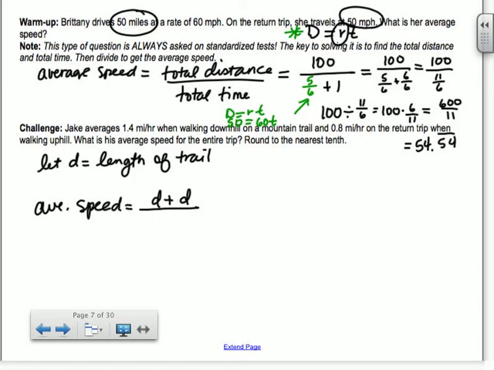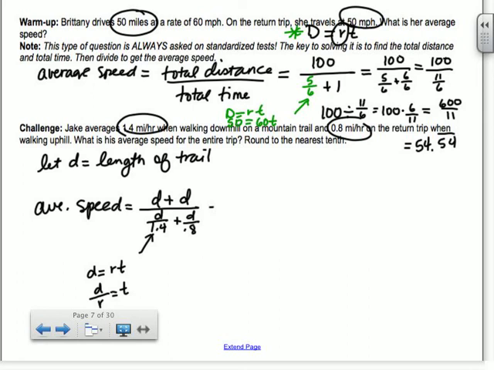Now we have the rates. Remember, this is time here, so distance is always rate times time. So if I want time, I'm going to take my distance and divide by my rate. So the number that I'm going to put here is D over 1.4 plus D over 0.8. Does that make sense?